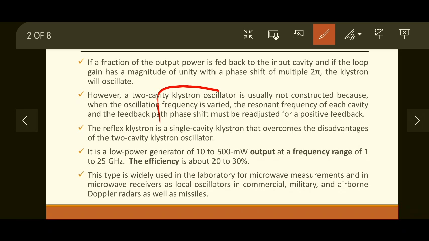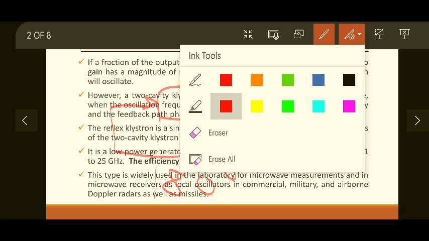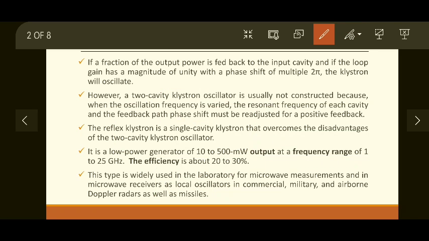Any device, if positive feedback is taken and given back to the input with a phase shift of 180 degrees, that is the Barkhausen criteria, then that device will work as an oscillator rather than an amplifier. So this technique we can use in the two cavity and multi cavity klystron also. Instead of an amplifier, now this klystron will work as an oscillator.